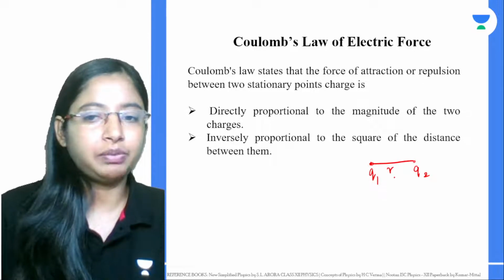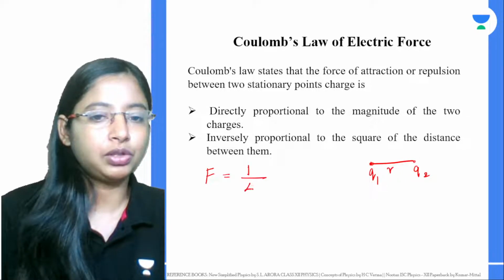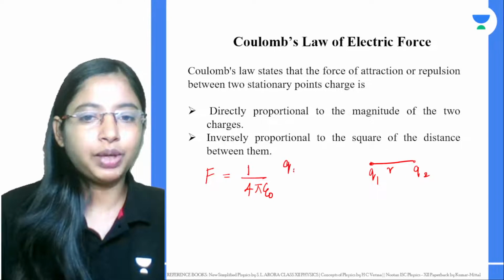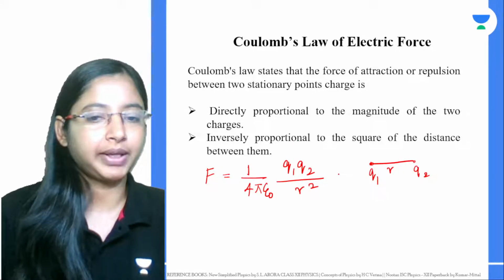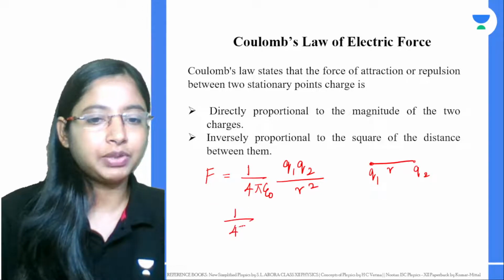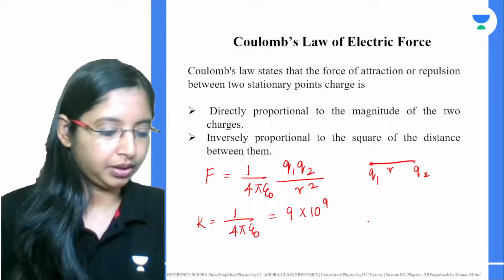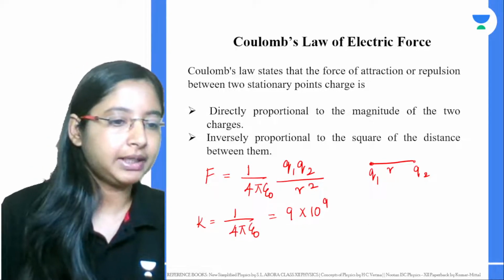If the distance between them is R, then the force acting between these two charges is given by Coulomb's electrostatic force equation, which is 1 by 4 pi epsilon naught, where epsilon naught is the permittivity of the medium, times Q1 Q2, the product of the magnitudes of the charges. This force is inversely proportional to the square of the distance between them. This 1 by 4 pi epsilon naught is basically the electrostatic force constant K, and its value is 9 into 10 to the power of 9. So this is your basic force equation. Remember it, it will come in handy as we solve the questions.